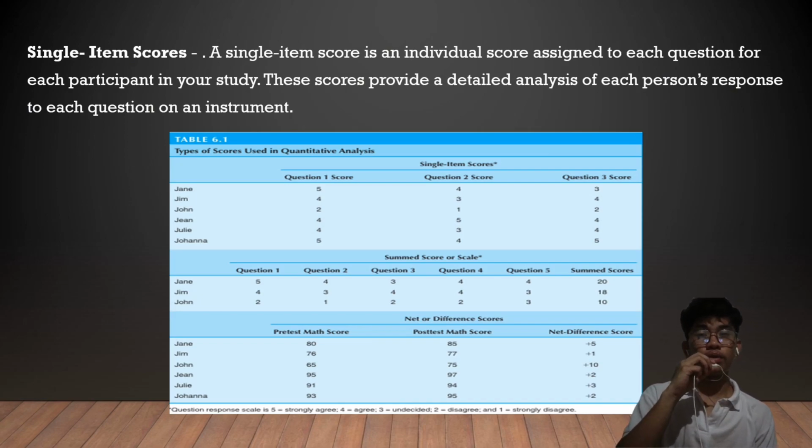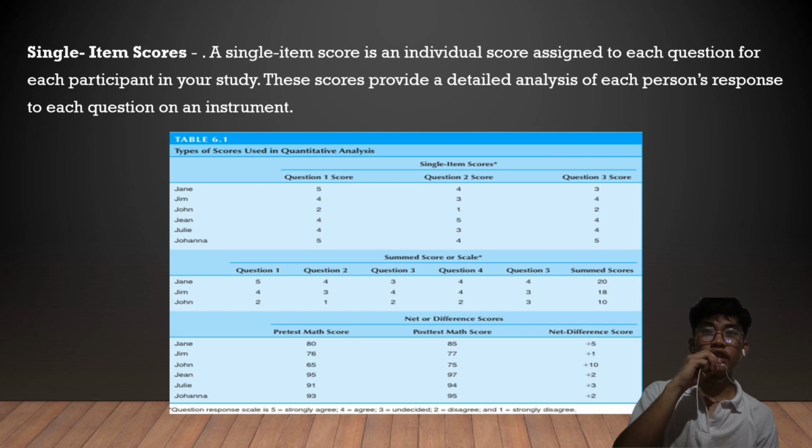A single item score is an individual score assigned to each question for each participant in your study. This score provides a detailed analysis of each person's response to each question on an instrument. And this is how a single item looks like, an individual score assigned to each question for each participant.